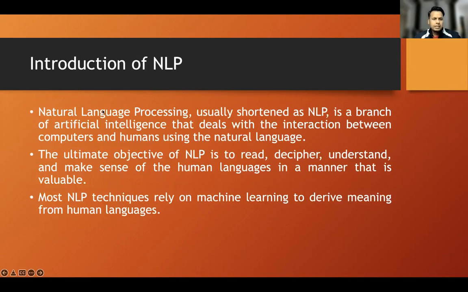So guys, what is NLP? NLP, or natural language processing, is a branch of artificial intelligence that deals with the interaction between computers and humans using natural language. So what does this statement tell us? Whenever a computer would like to interact with a human, what humans talk is natural language, which can be stored in various formats as text data. We give the text data to the computer, and the computer deciphers that text data and infers a lot of internal details. The ultimate objective of NLP is to read, decipher, understand, and make sense of human language in a manner that is valuable.